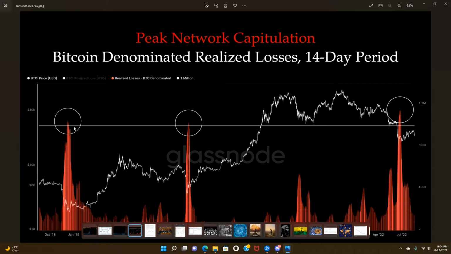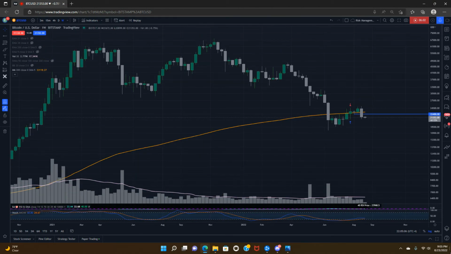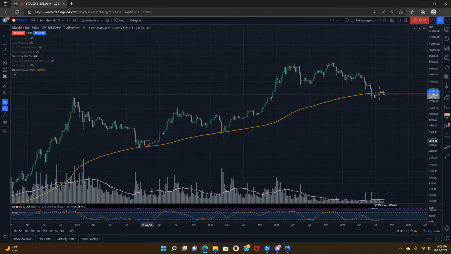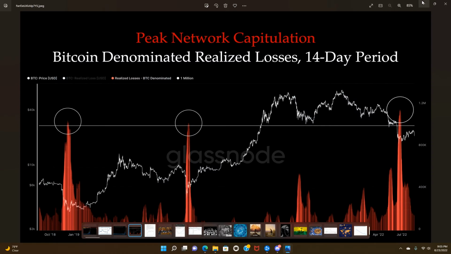And what's interesting is that these losses all generally occur around that weekly 200 moving average, right? So you've got January 2019, March 2020, June 2022. Now let's go to the chart. Go to the weekly chart, just to show that the weekly 200 comes at the same level. January 2019, March 2020, June 2022. We'll just put that chart back up on the right there just for reference.